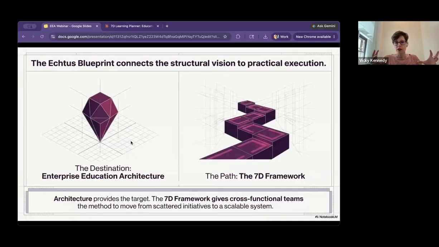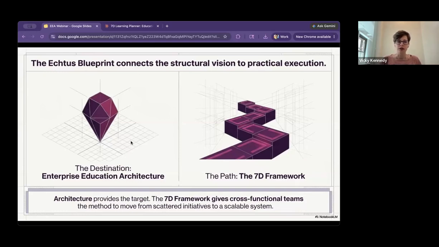So the architecture is really like the final blueprint, what good looks like. And then we have our 7D framework, which is really just the methodology and path to get to this architecture. So I'll go through both of these.